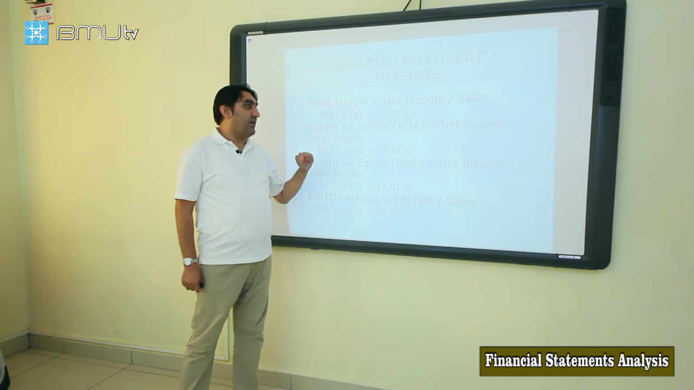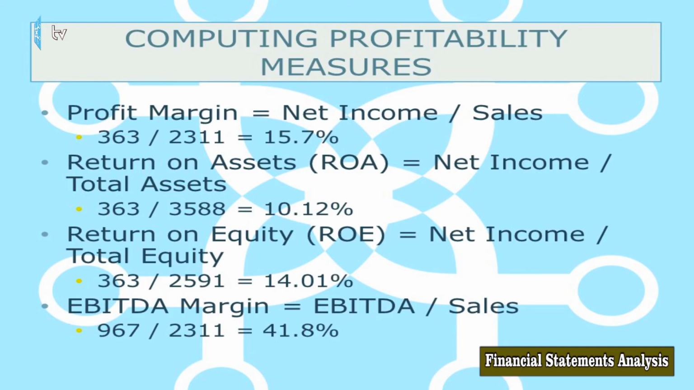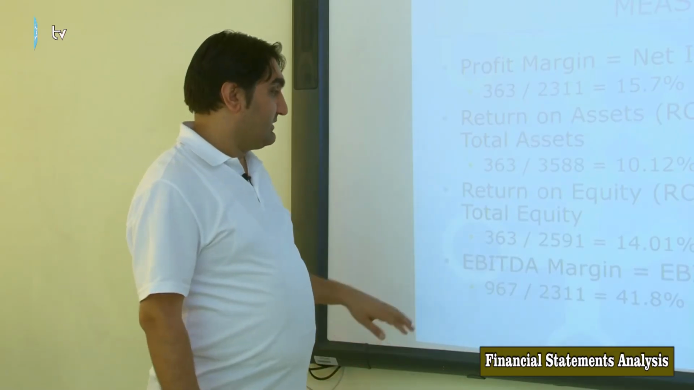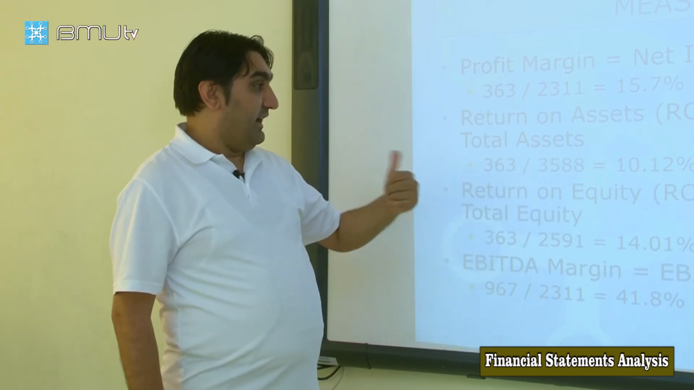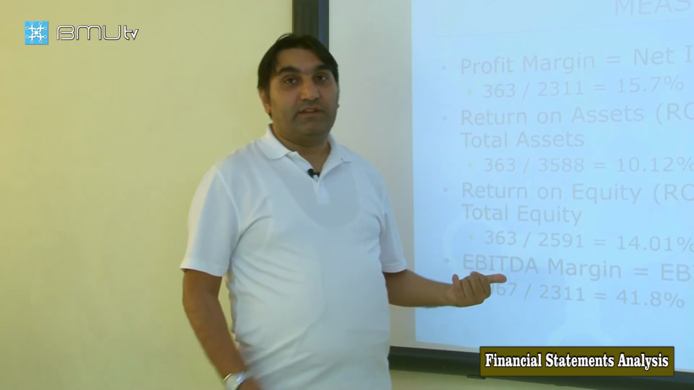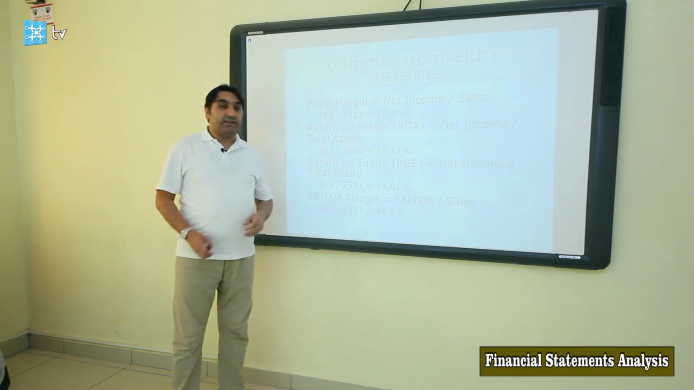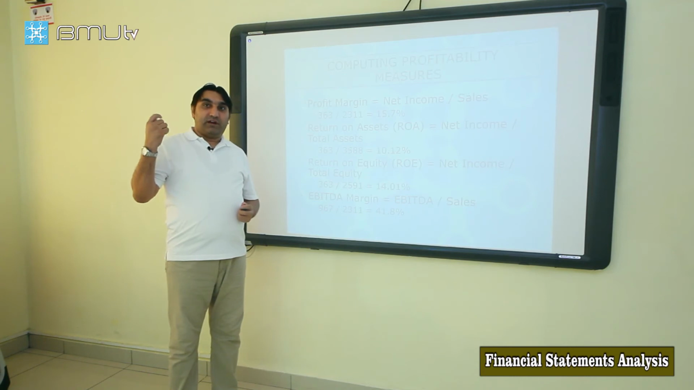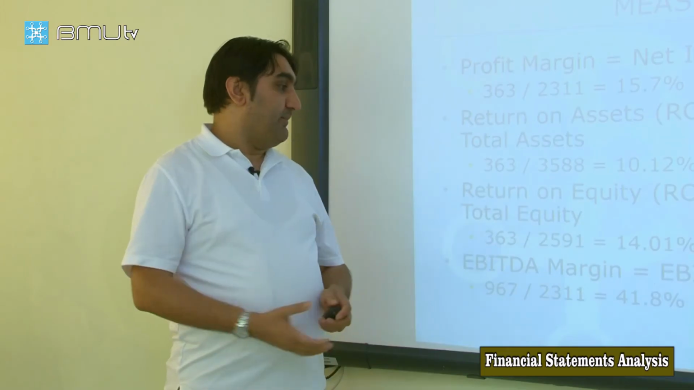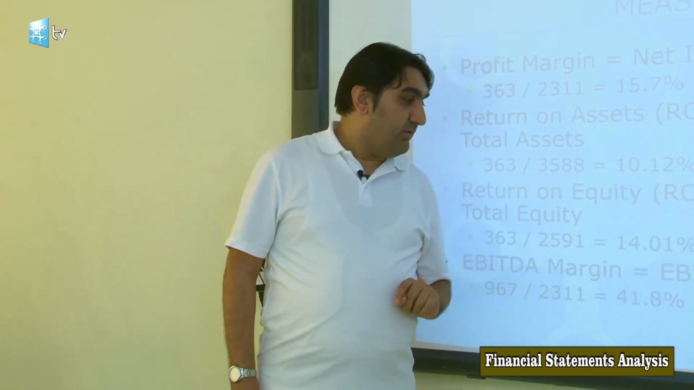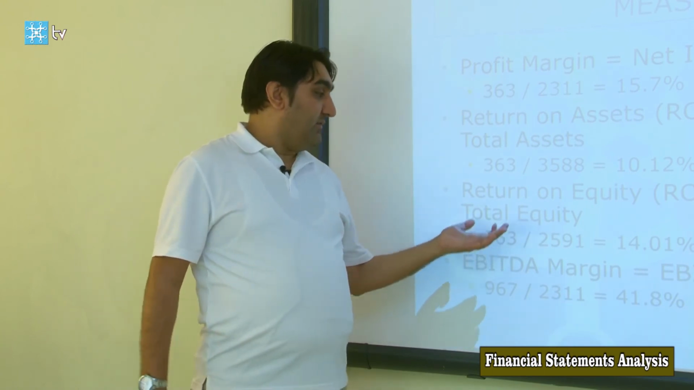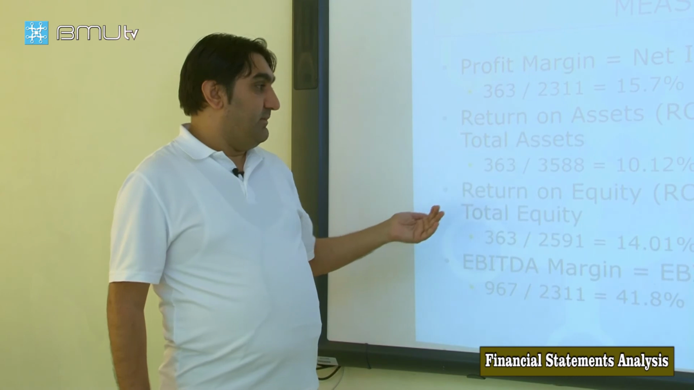Next ratio is return on assets, ROA. That is how much net income our total assets have generated. Here it is 10.12%. We compare it with our peer companies, and we may also want to compare it with our historical performance. Next ratio is return on equity. Investors may want to look at how their equity has performed. That's net income divided by total equity. It shows how much net income our $1 of equity has generated. Here it is 14.01%. Of course, an investor wants to have this ratio higher, and a company manager wants to have higher return on assets.